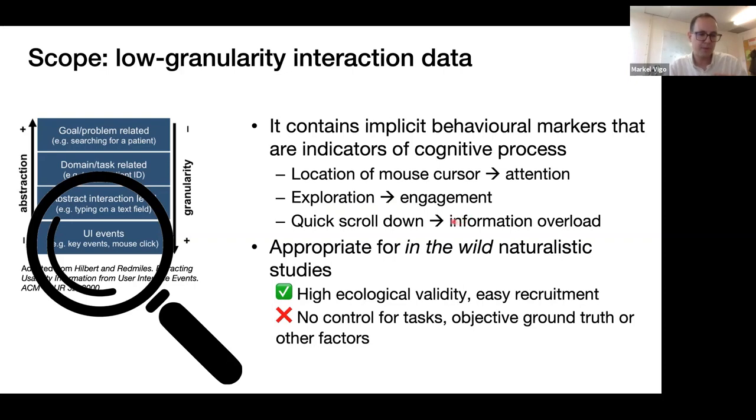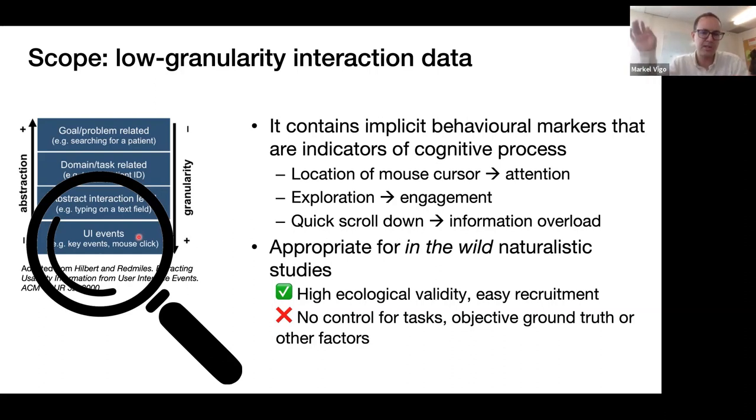And collecting this kind of events is easier compared to those at the top of the stack, right? So those at the top of the stack typically require you to instrument a software system, annotated everywhere, while those at the bottom are kind of affordable to collect, although they have some challenges and caveats. And my goal in my research is to try to address all these challenges and make it easy. And this kind of data collection is very useful for in-the-wild naturalistic studies, right?